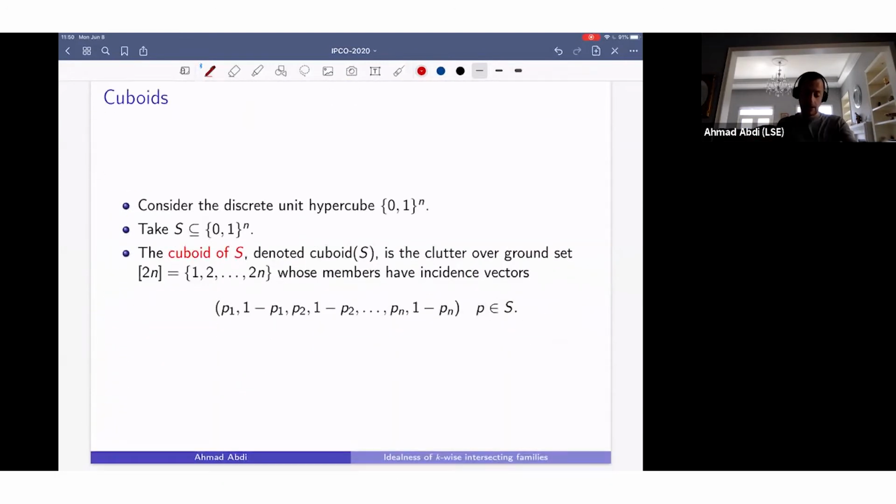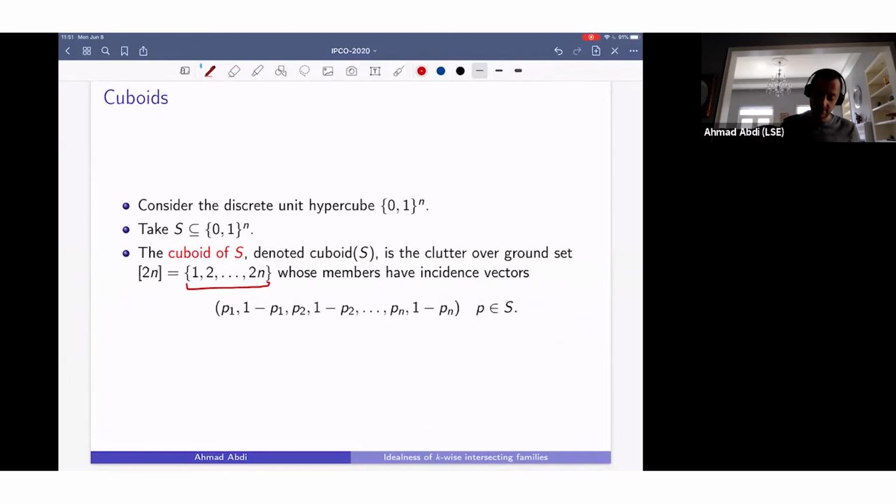Okay, so let's take the discrete unit hypercube {0,1}^n. So this is an n-dimensional hypercube. I'm looking at the vertices. And let's take a subset of these vertices, S. The cuboid of S, denoted cuboid(S), is a clutter over the ground set 1 through 2n, whose members will be in correspondence with the points in S.